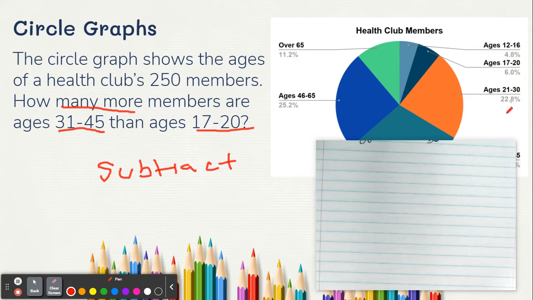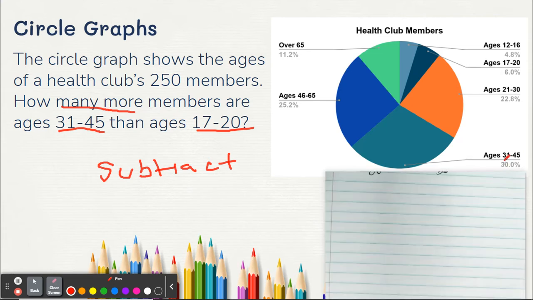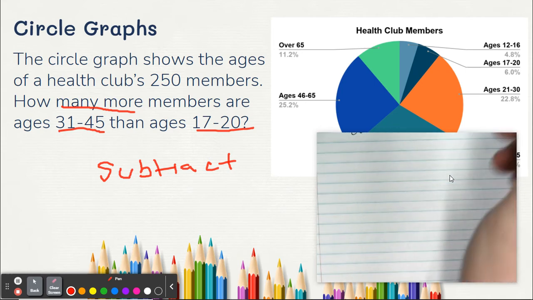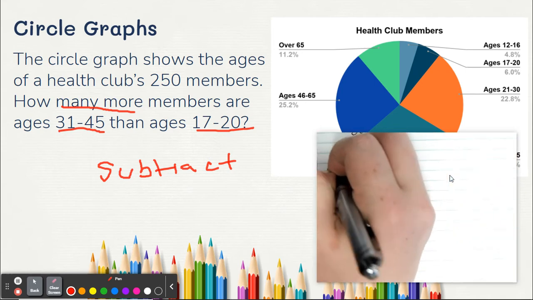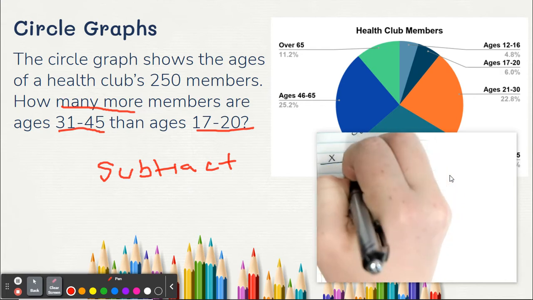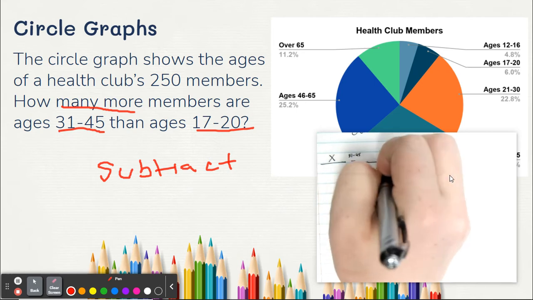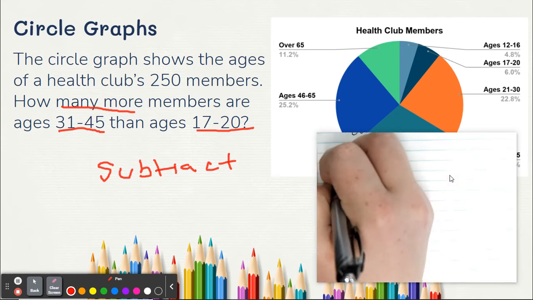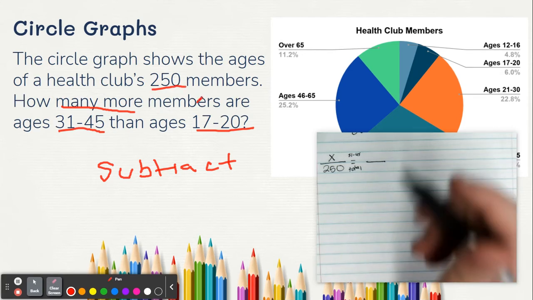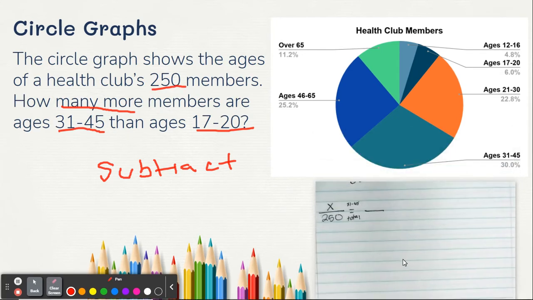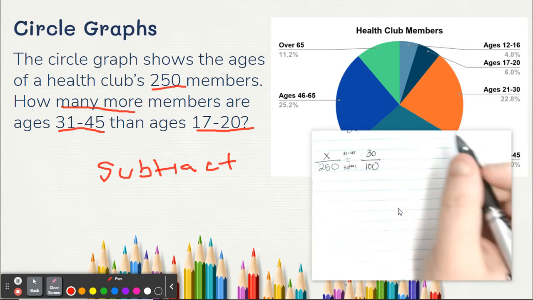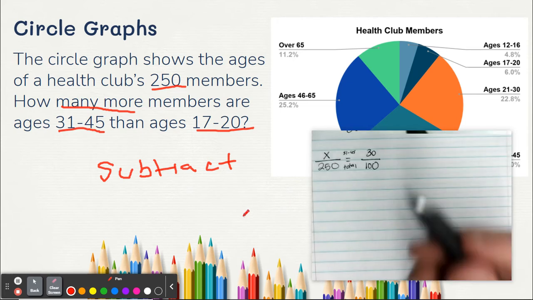31 to 45 is down here. 31 to 45 is 30%. I'm trying to find how many are 31 to 45. My total amount of members that I have is 250. You see that right there? 250. Okay. And then the percentage for 31 to 45 is 30%. So we're going to do 30 over 100. Okay. And then we cross multiply and divide.